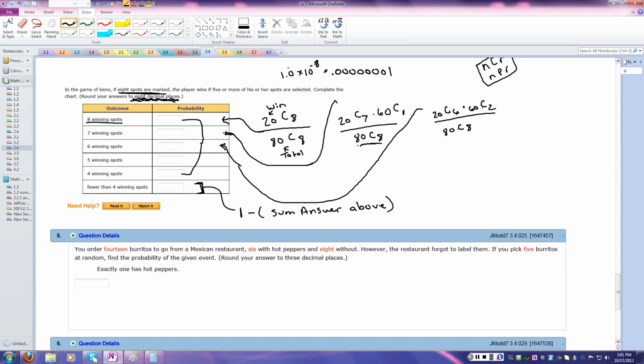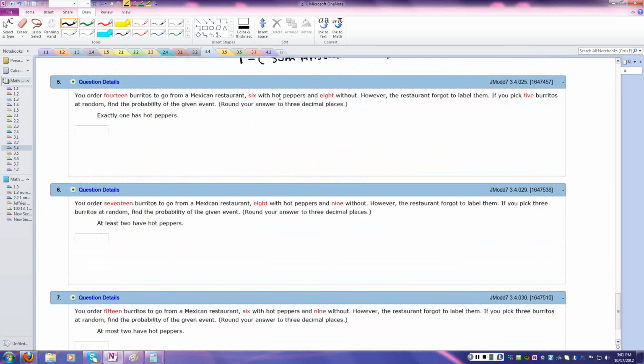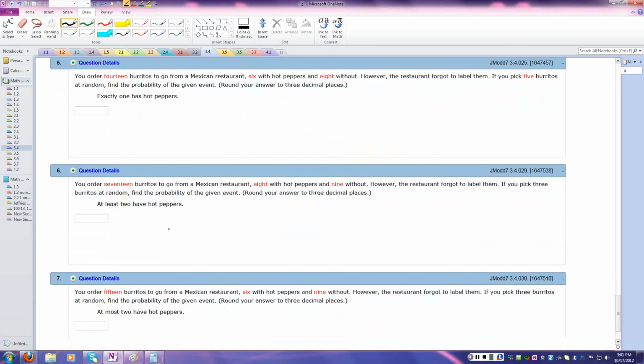So if it says round to 8 decimal places, it doesn't want it in scientific notation. Okay, so we're getting close to being done with this section. And the next 3 examples I'm going to go over have to do with knowing permutations.